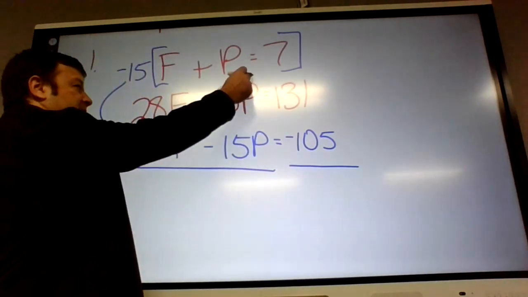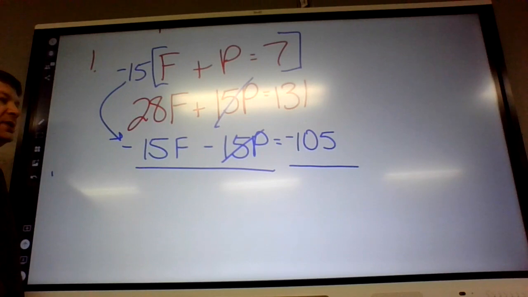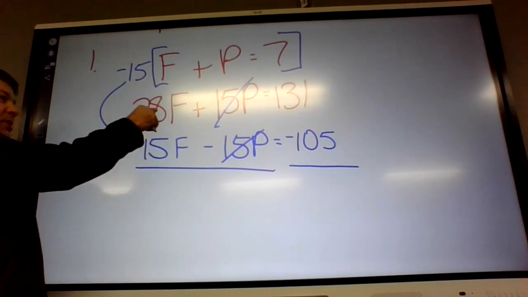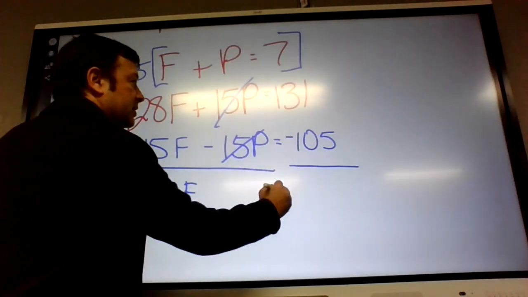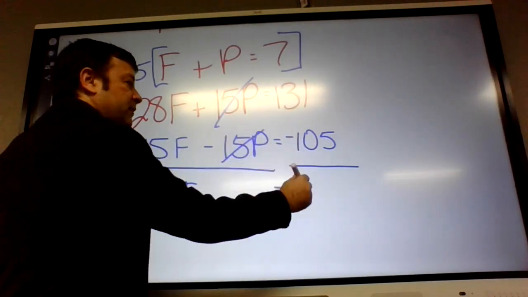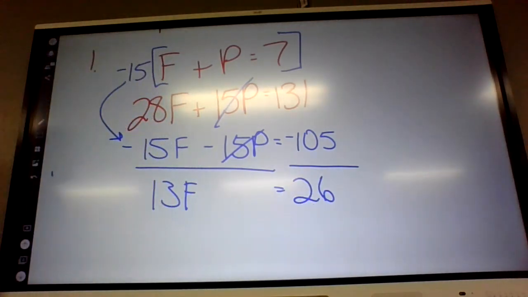Okay, if I add the two lines together, the plain shirts cancel out, the P's cancel out. 28F minus 15F is 13F. And 131 minus 105 is 26. This should come out no fraction. Fractions don't really make sense. Sometimes, in some problems, fractions and decimals make sense.